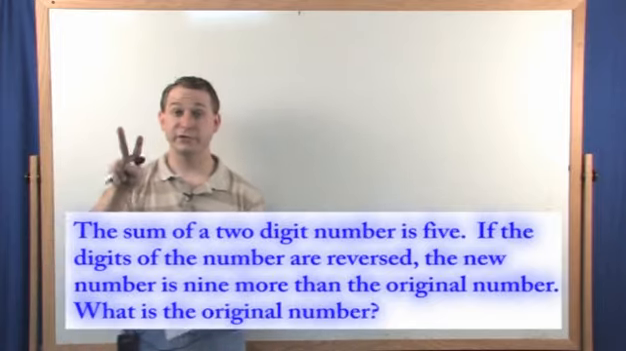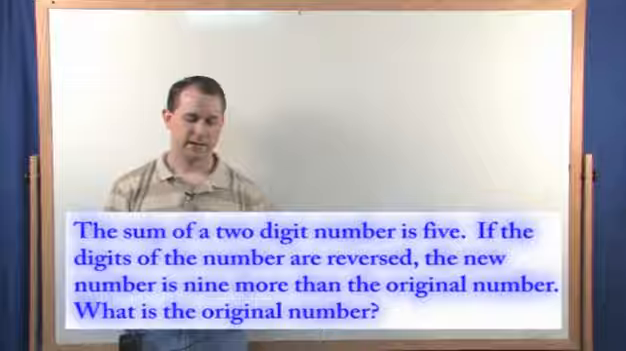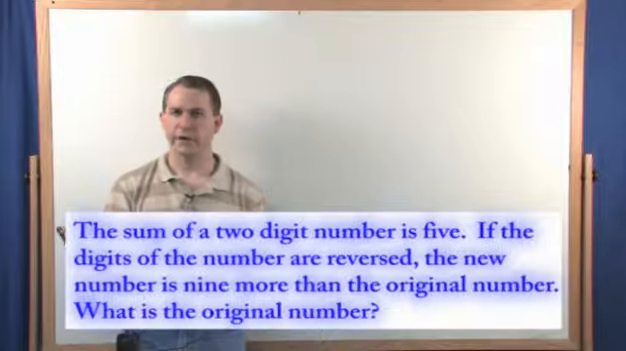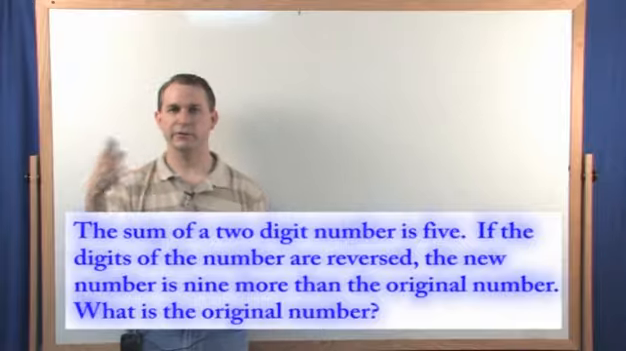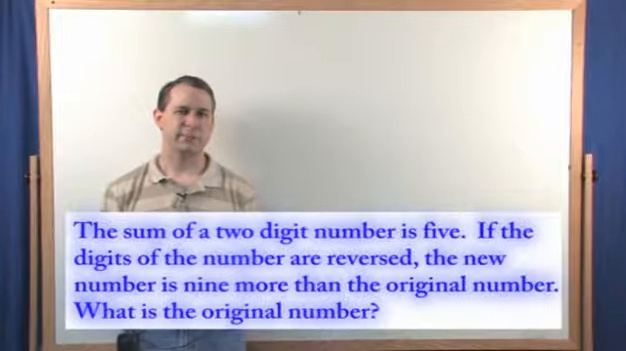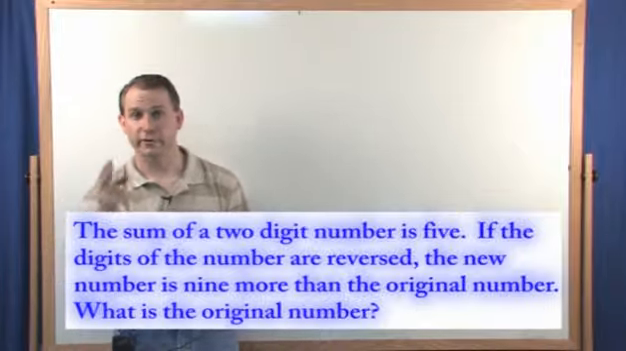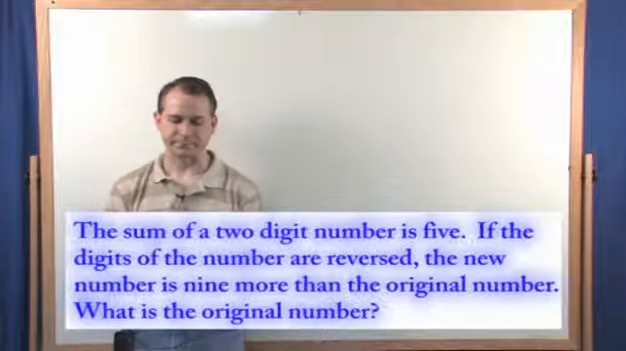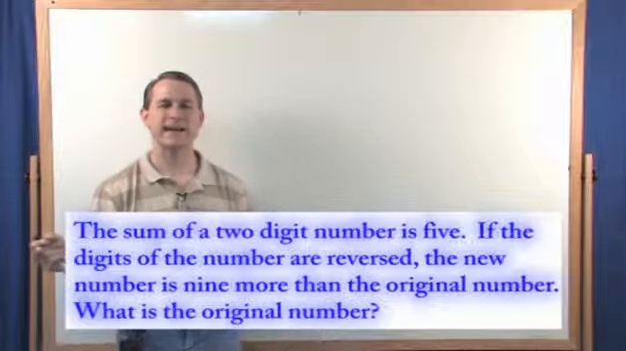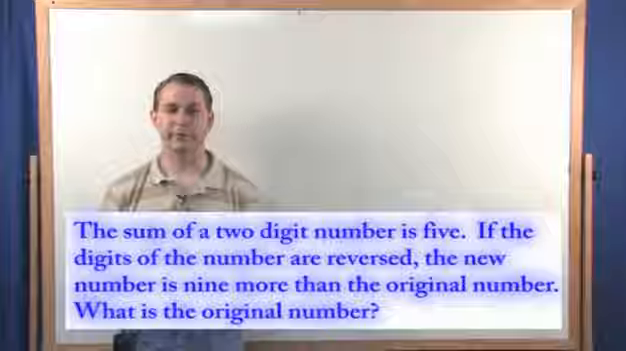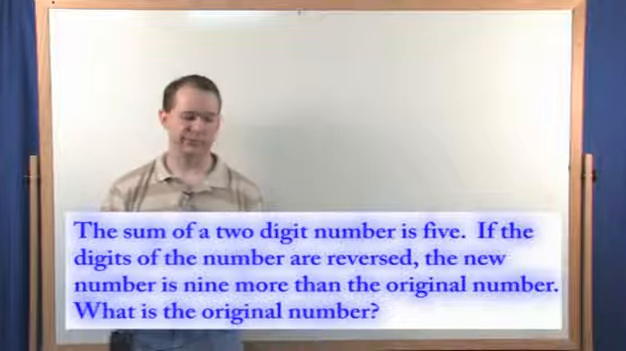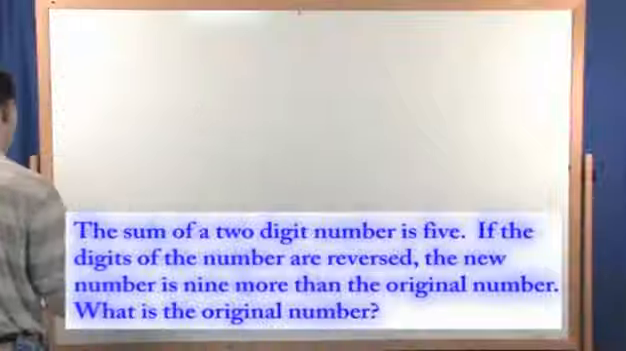So first of all, we have a 2-digit number. We know this. The sum of the digits is 5. We know how to do that. We add the 2 digits together, they must be equal to 5. Now the tricky part is that if the digits of this number are reversed, flipped around, the new number is 9 more than the original number. So we have to find that original number. Let's just take it one step at a time.